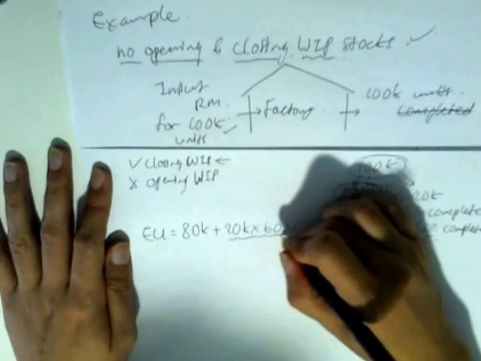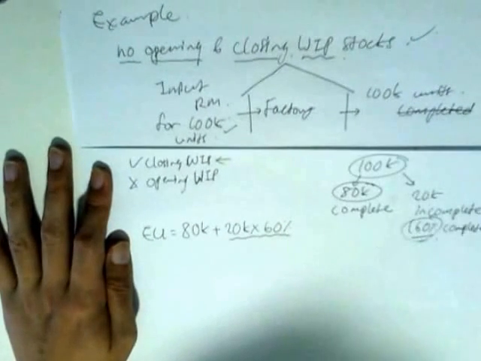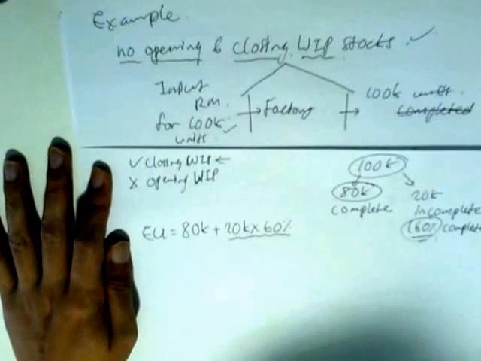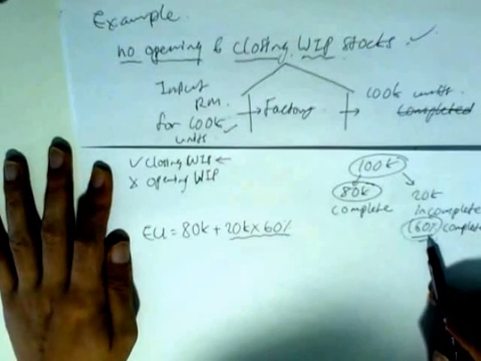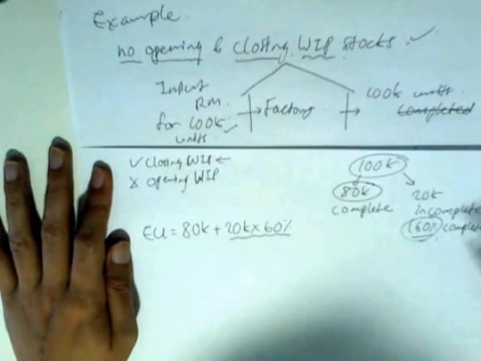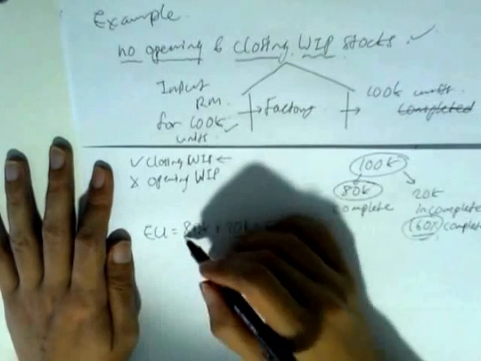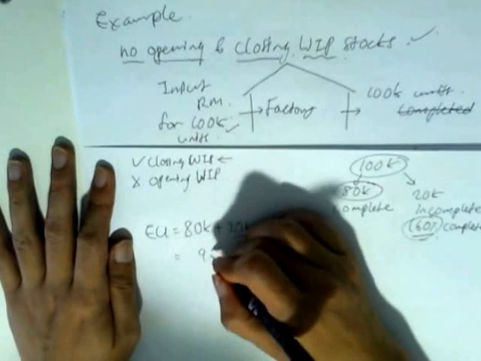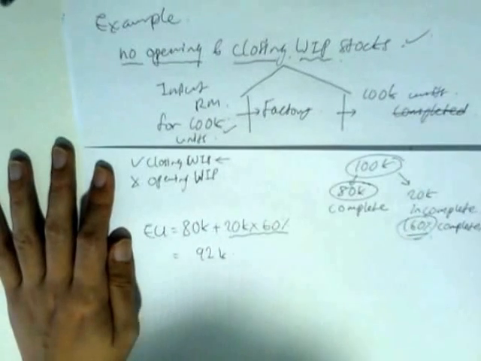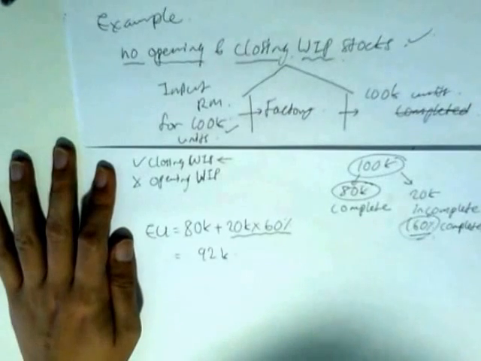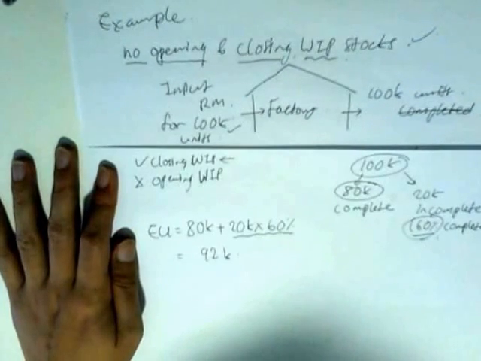The reason for this is because this is the percentage that is done, which means that the remaining 40% will be done maybe the next month or so. Okay, and this leads us to 92,000 of equivalent units. Okay, quite simple.